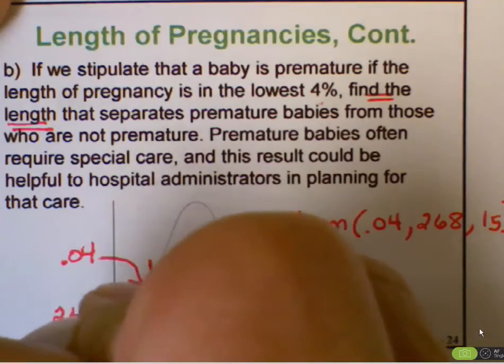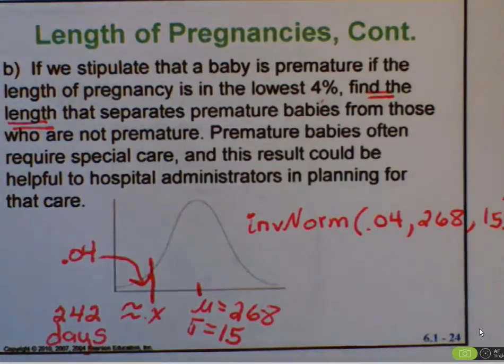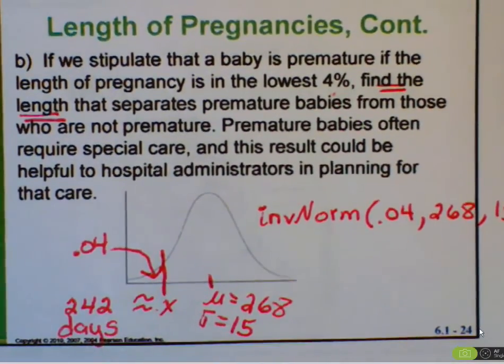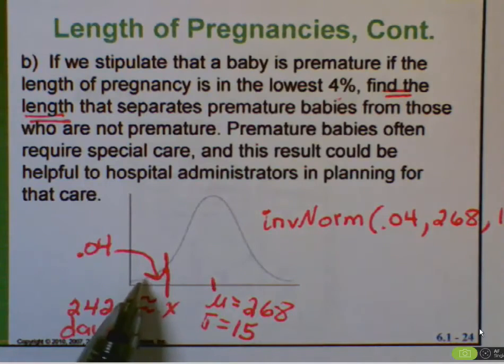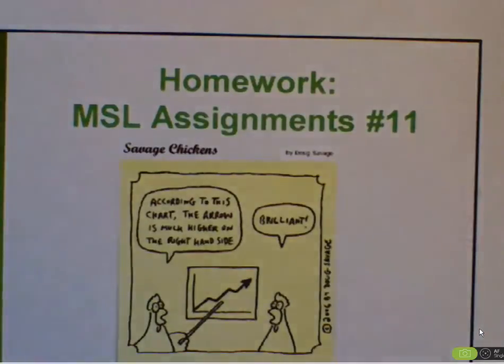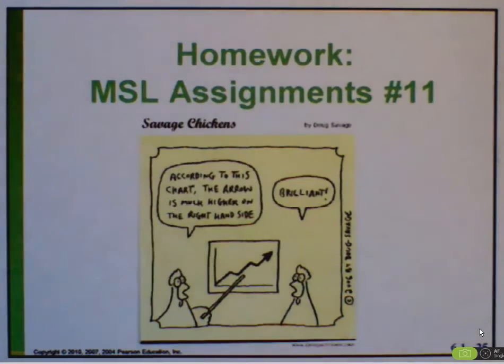And that means that since hospital administrators have to plan extra money that it takes to care for a premature baby, there needs to be this definition of what we will consider premature and what's considered full term. We could use 242 days as our cutoff between premature babies and full term pregnancies, and that way only 4% of the babies would actually be what we consider to be premature. All right, the only two things in this section: finding probability, area or percent using normal CDF, and then finding X values using inverse norm.